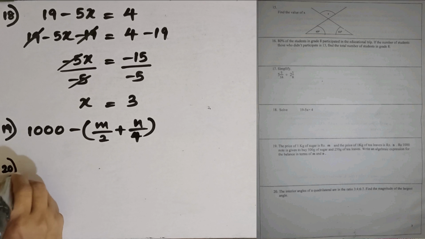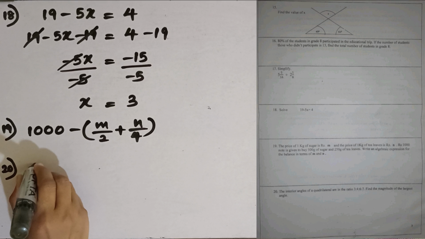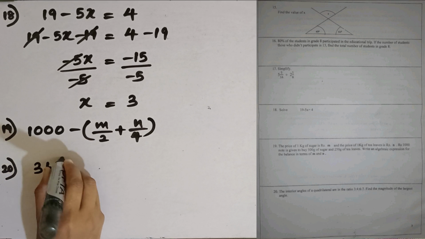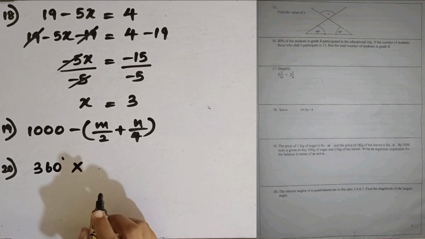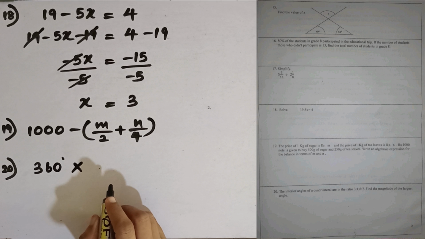Question number 20. The interior angles of a quadrilateral are in the ratio 3 to 4 to 6 to 7. There are 4 interior angles in a quadrilateral. Find the magnitude of the largest angle. We know that the sum of the interior angles of a quadrilateral is 360 degrees. Then the largest magnitude goes to 7 here.